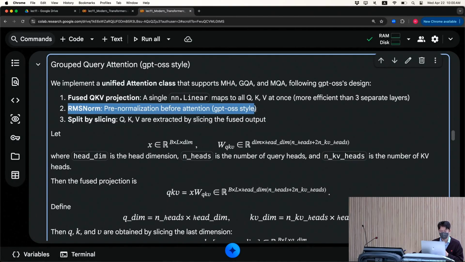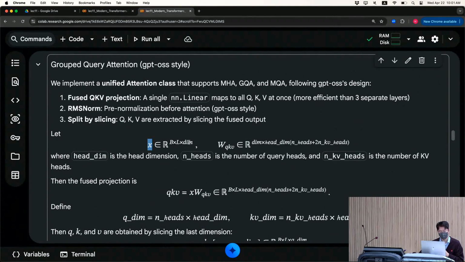And we're going to use RMS norm. And we're going to do pre-normalization before attention. We are going to eventually need to do some slicing so we can have variables for query, key, and value after we do a fused projection. Okay, so if you have this input X, batch size, sequence length, some dimension, and this is the fused matrix. It's a large concatenated matrix of size dimension by head dimension.